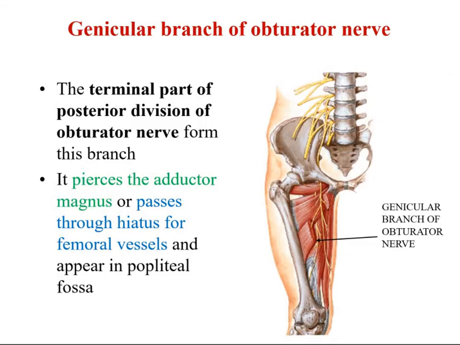Then another content was the genicular branch of obturator nerve. Okay. It is the terminal part of the posterior division of the obturator nerve from which this genicular branch is coming. So this is your genicular branch of obturator nerve, which will pierce the adductor magnus and go posteriorly. Okay. So piercing magnus, going posteriorly along with the femoral vessels, and appearing in the popliteal fossa.